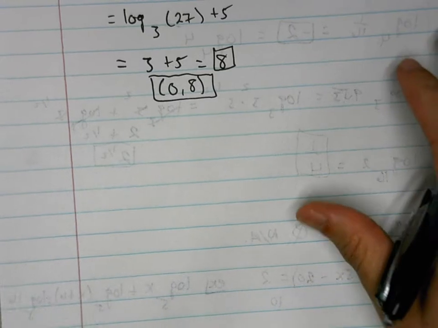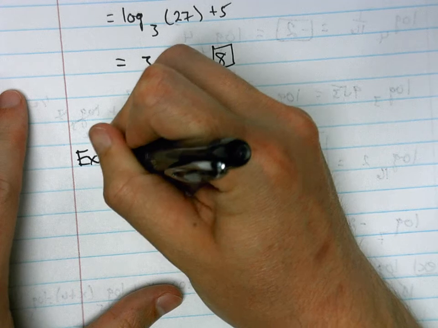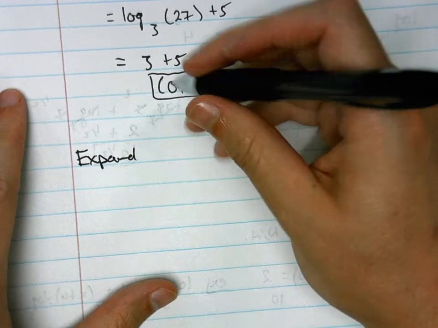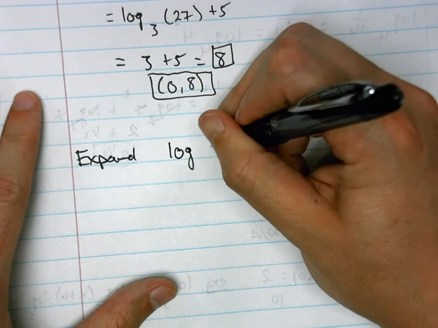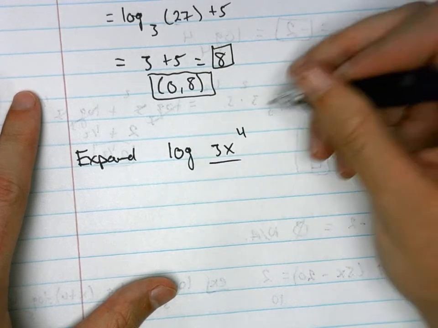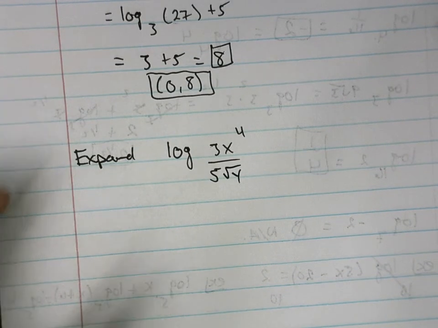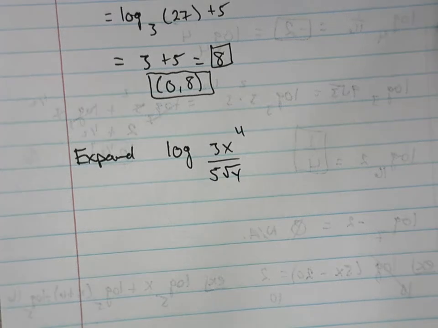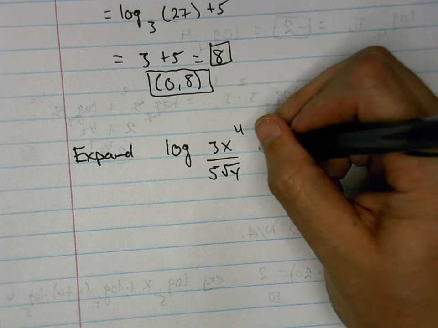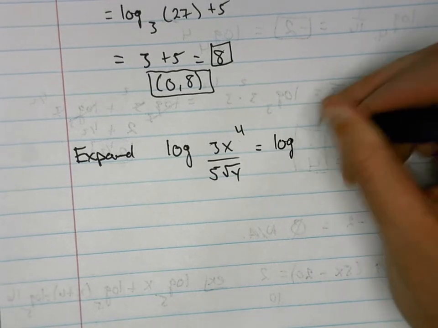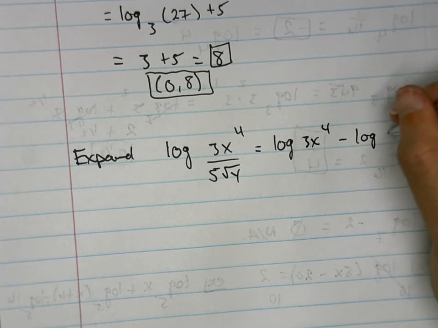Our next problem is going to be expanding logs. So expand log of 3x to the 4th power over 5 square root of y. So the rule says top minus bottom. So this is going to be equal to log of 3x to the 4th minus log of 5 root y.